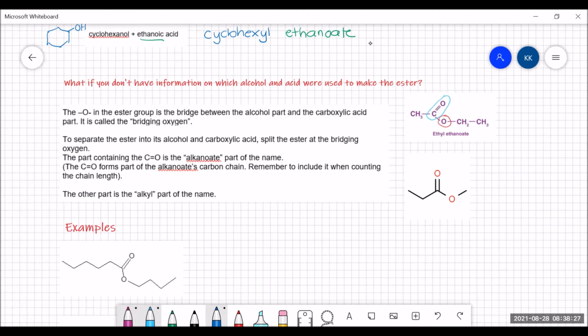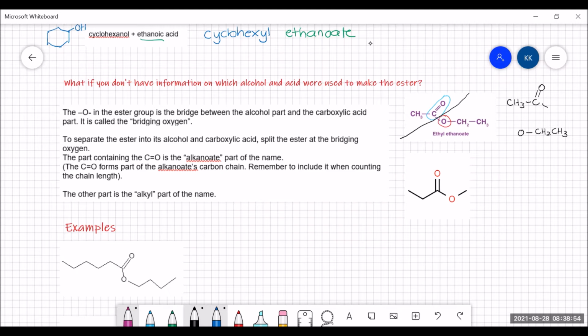Now, if you want to find out what the alcohol and carboxylic acid was that made that ester, all you've got to do is slash that group right down the middle. And then you've got two parts. So you've got your carbonyl part, and you've got your bridging oxygen part.